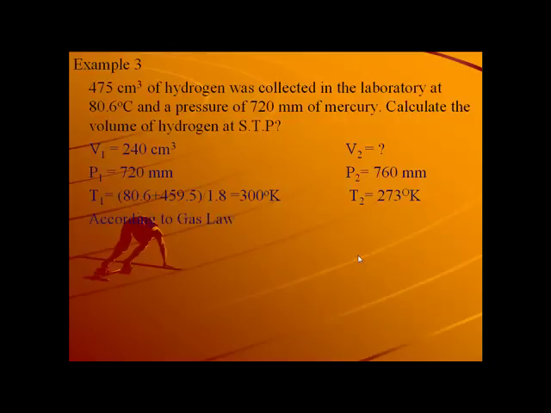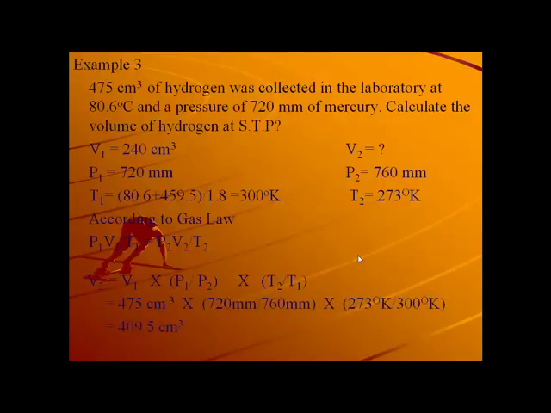According to gas law, P1 V1 by T1 is equal to P2 V2 by T2, or V2 is equal to V1 into P1 by P2 into T2 by T1. Substituting these numbers in the equation, we get V2 is equal to 409.5 centimeter cube.